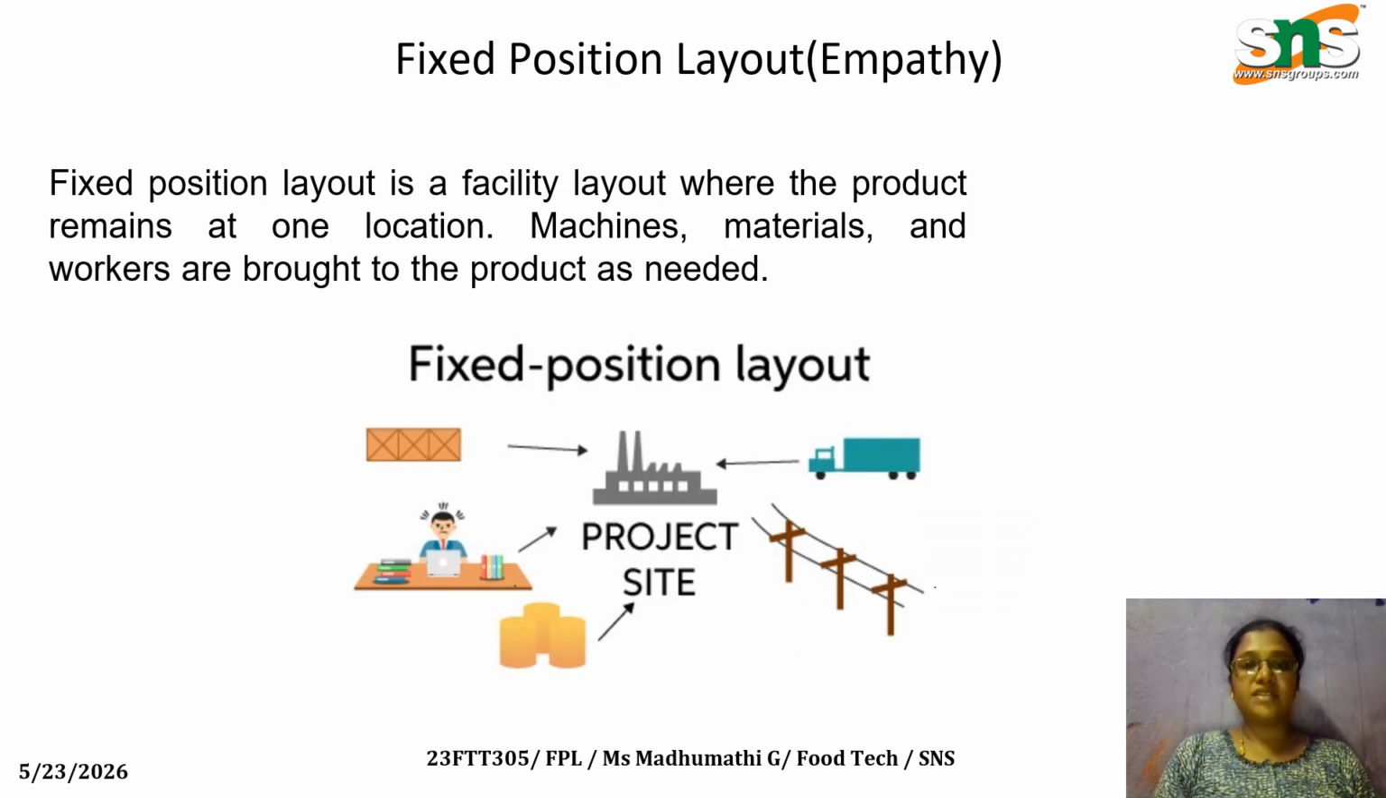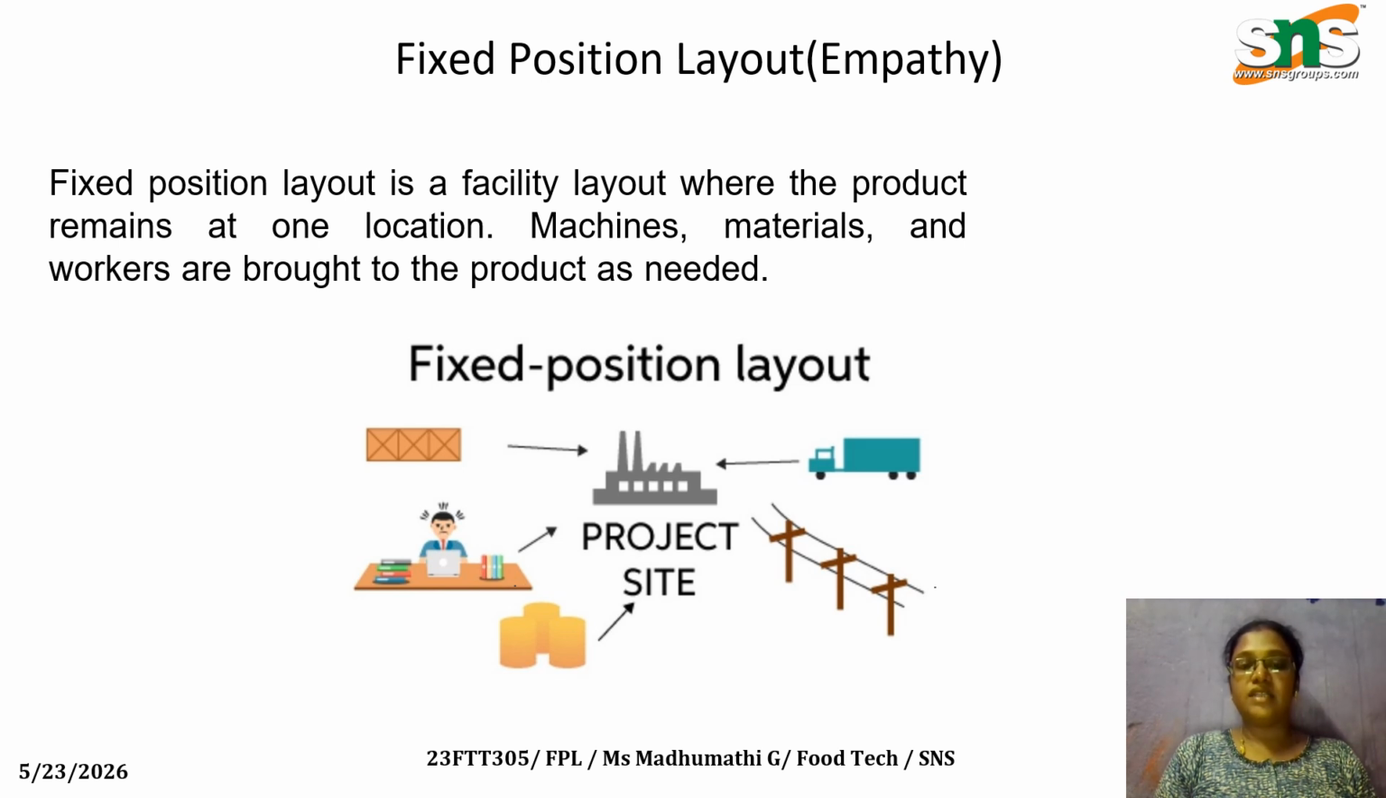And coming to the fixed position layout, this is a facility layout where the product remains at one particular location, that is, it is immovable. We call it a fixed position layout, where the machines, materials, and the workers are all brought to the product as needed.